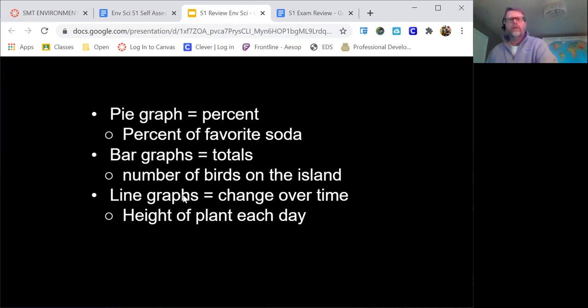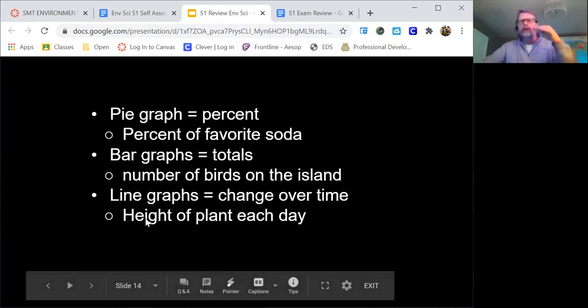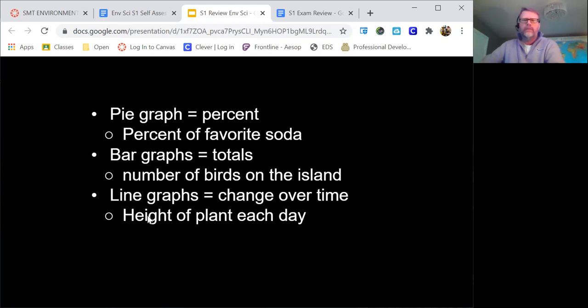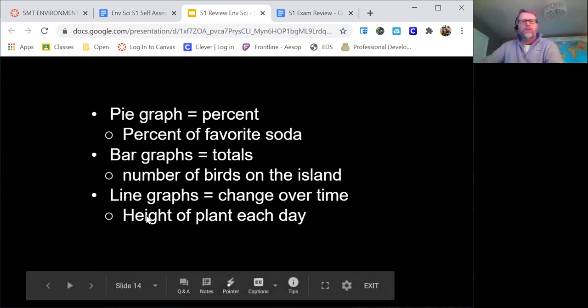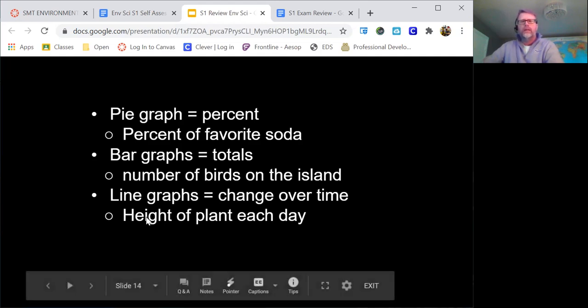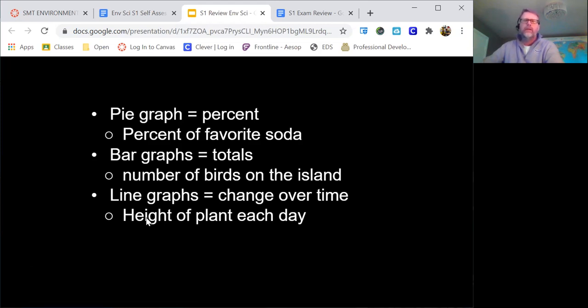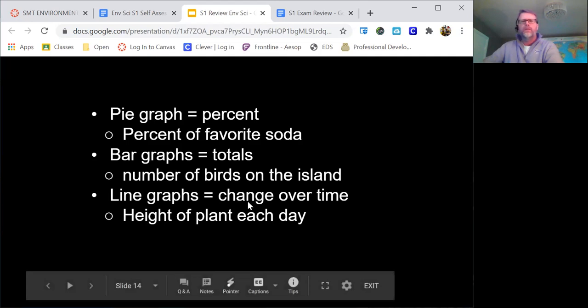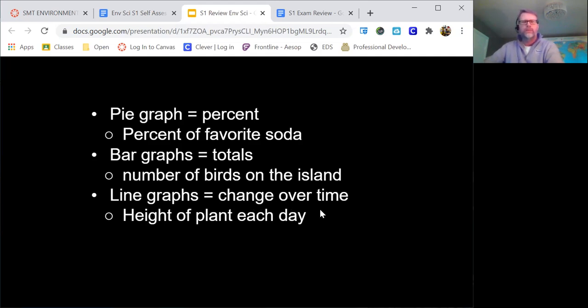And then the third type that we focused on this year is the line graph, which shows change over time. So if you plotted the height of plants every day, that is a good line graph. Also true is acceleration or velocity or time that physics does. Those students are going to see a lot of line graphs as they do distance versus time, velocity versus time, acceleration versus time. There's a lot of change over time that happens in those categories.